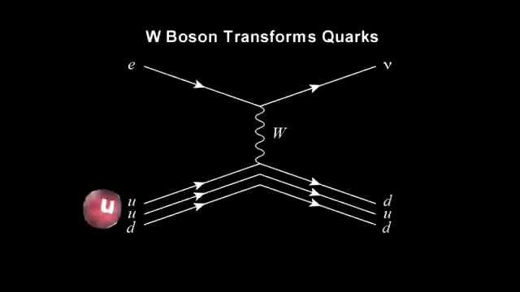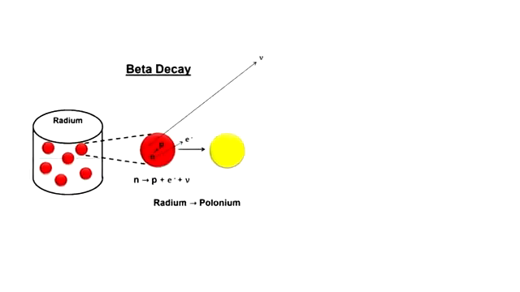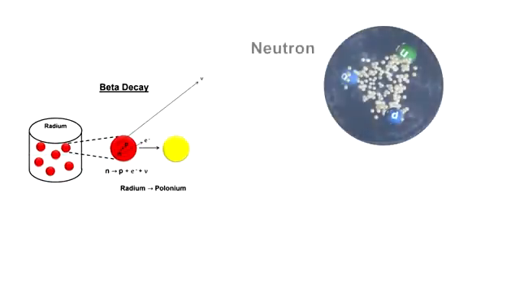The weak interaction can change one flavor of quark into another. The idea that a field can cause a particle to decay was a new one. We'll use beta decay from our radium to polonium energy experiment to help illustrate how this works. The process consists of 2 phases.